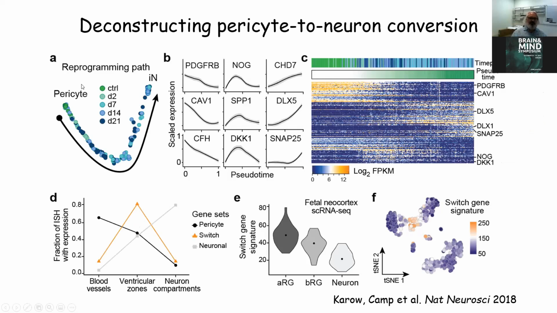So what we found was that when we overexpress ASCL1 and SOX2 in pericytes and follow the change in the transcriptome by arranging these transcriptomes in pseudotime, we see that, in fact, pericyte genes are downregulated while eventually neuronal genes are upregulated.